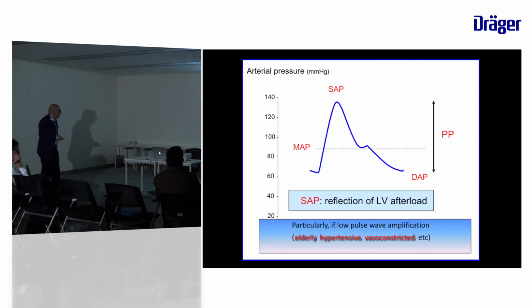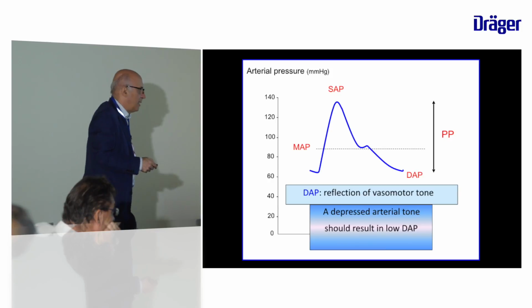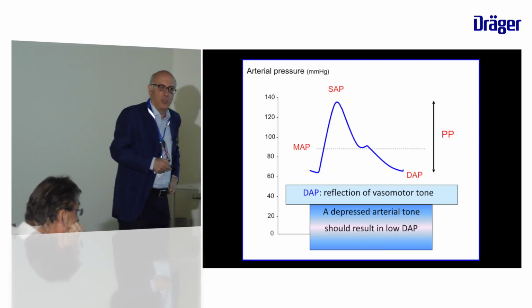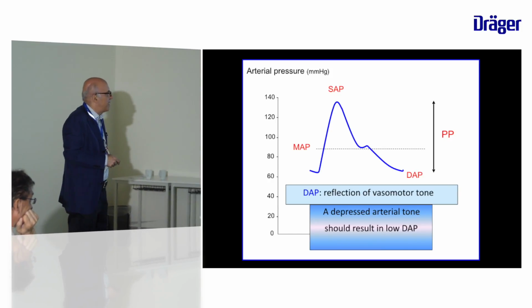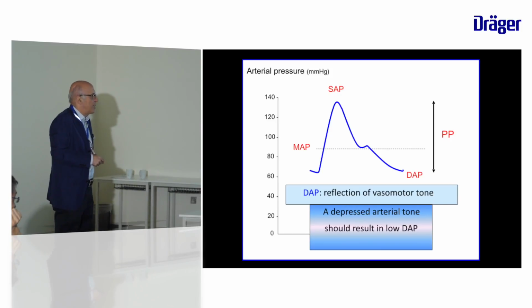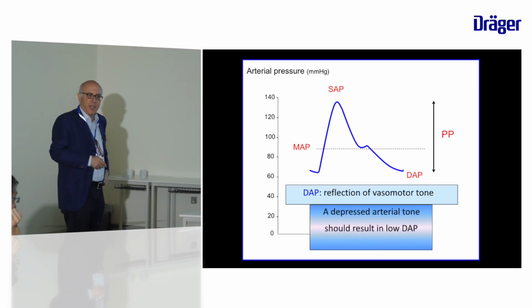The mean arterial pressure, I don't want to enter into detail here. The diastolic is very important, it is a reflection of the vasomotor tone. So a depressed arterial tone should result in a low diastolic pressure.